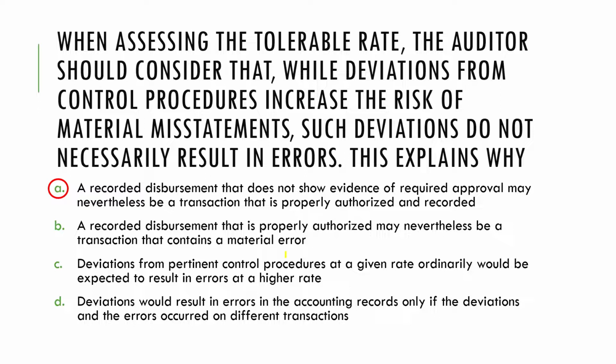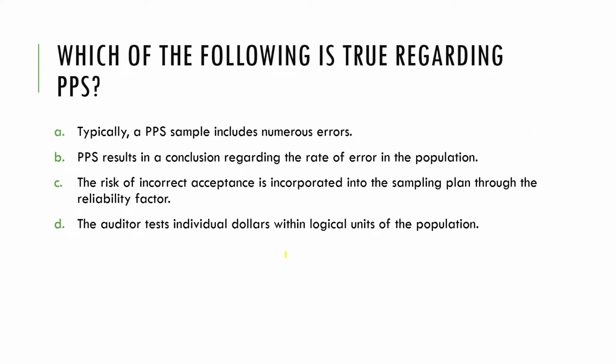So that is what we're looking for. So alpha for this number. Which of the following is true regarding PPS, and what is PPS? That's probability proportional to size sampling.